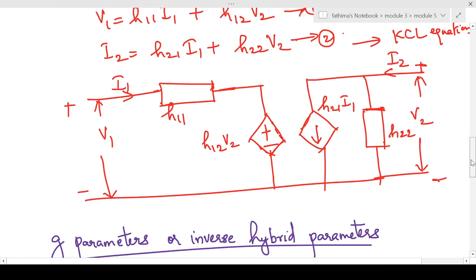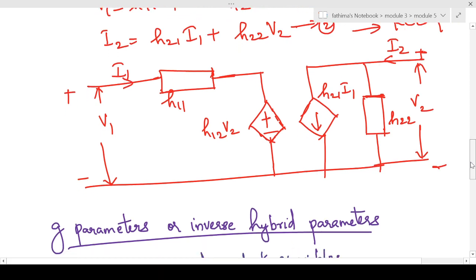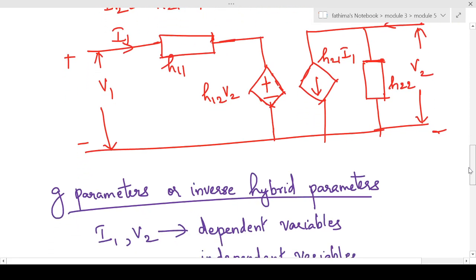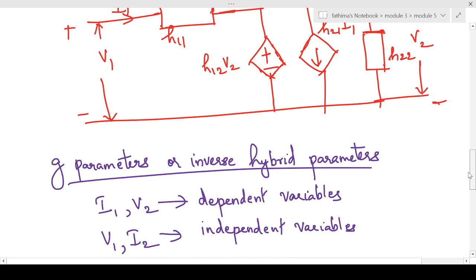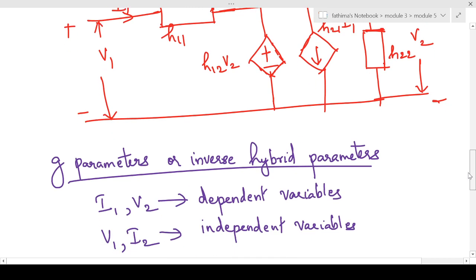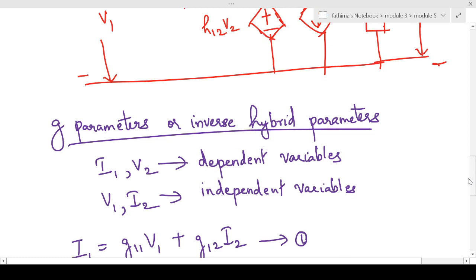Now another set of parameters that is closely related to H parameter is the G parameter or inverse hybrid parameters. And these inverse hybrid parameters are widely used in the modeling of field effect transistors. We have seen that for H parameters, the dependent variables were V1 and I2, and independent variables were I1 and V2. Whereas in the case of G parameters, it is the reverse. That is, the dependent variables are I1 and V2 and the independent variables are V1 and I2.